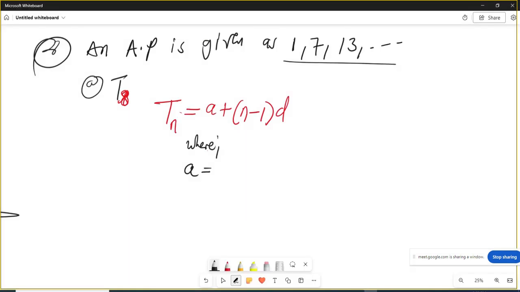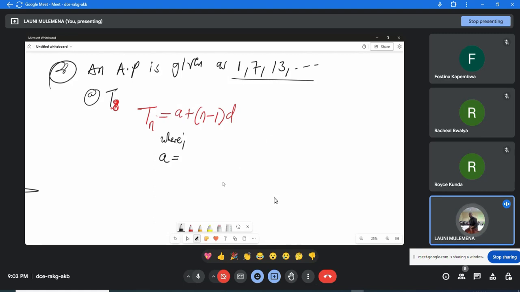Please repeat the question again. Okay. So I'm saying we need to identify the value of A, N, and D for us to find the 8th term. Now I'm saying A, it's always the first number of the sequence. So now in this sequence that I've been given, 1, 7, 13, up to infinity, what can be the value of A?